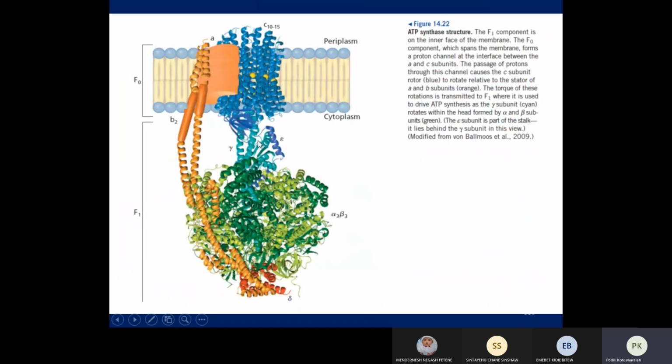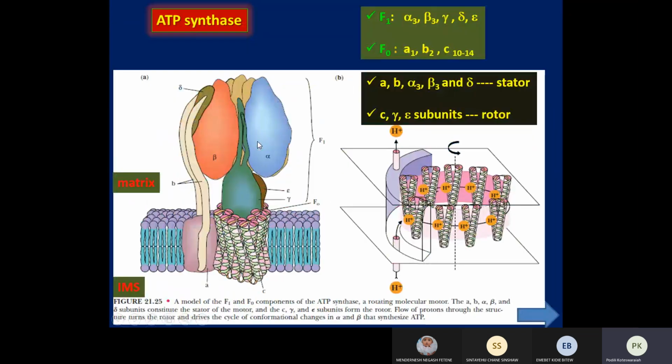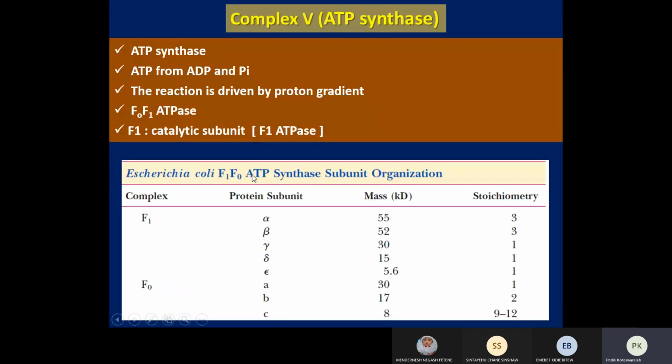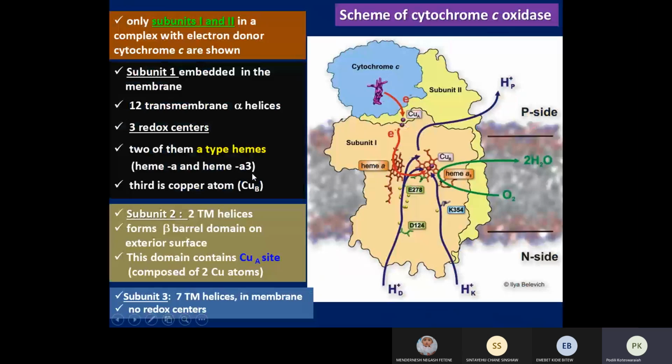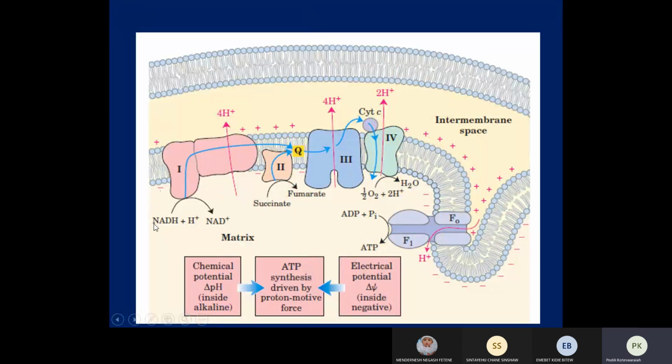Now what exactly happens here is, as I already said, in the electron transport chain, as the electrons move from NADH to the molecular oxygen through several oxidation-reduction centers, the protons are transported from the matrix to the intermembrane space. As a result, the proton gradient is established, and this gradient is essential for the synthesis of ATP, because when these protons are translocated back to the matrix by ATP synthase, ADP is converted to ATP.